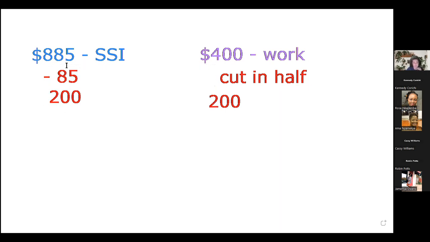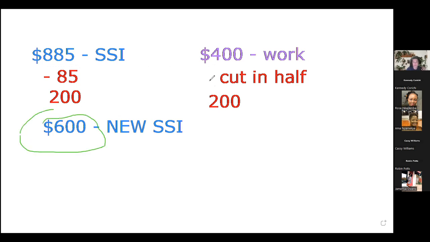So the new earnings, this is how they calculate it, is 885 minus 85 is 800, minus 200 is 600. That's the new SSI number for that month. So how much money did the person make? They made 600 plus 400. So they made $1,000. Whereas if they were not working at all, they would have got 885. So they made a little bit more money, right? So I'm going to clear this.